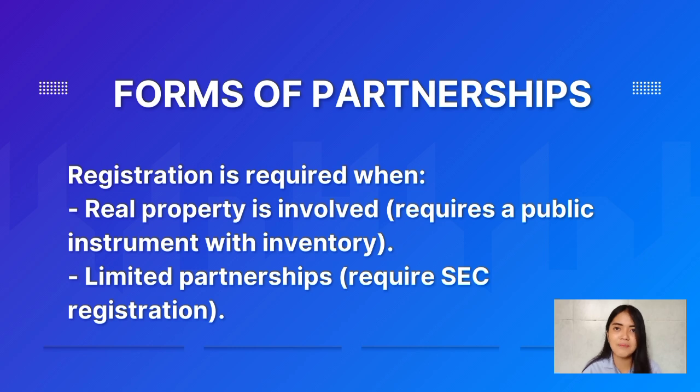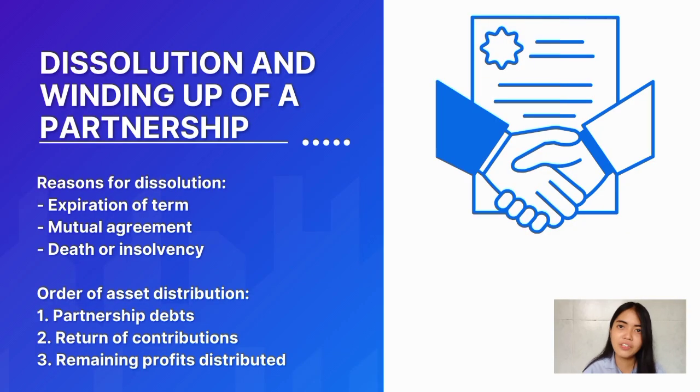A partnership can be dissolved for several reasons, including expiration of the agreed term, mutual agreement of partners, death, insolvency, or incapacity of a partner, violation of legal or contractual terms. After dissolution, the remaining assets are distributed in this order. Payment of partnership debts, return of contribution to limited partners, and distribution of remaining profits to general partners.